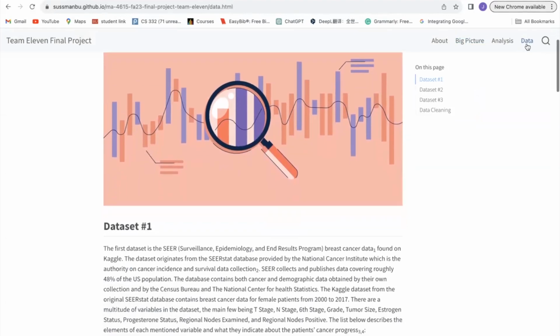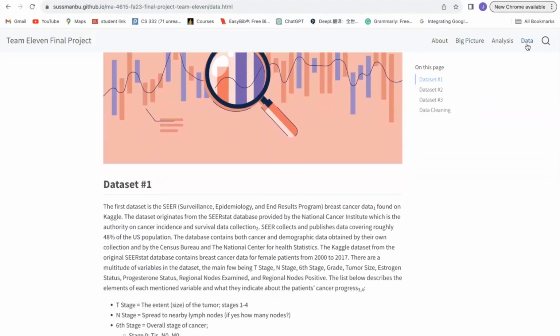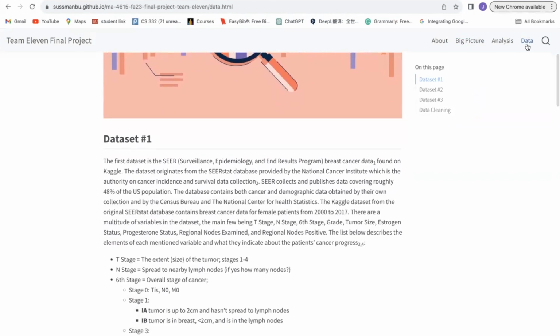In our analyzing process, we have three datasets. The first dataset is the SEER breast cancer data, which is provided by the National Cancer Institute, which is the authority on cancer incidence and survival data collection. SEER collects and publishes data covering roughly 48% of the United States population.